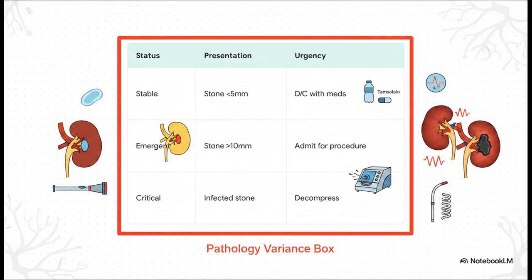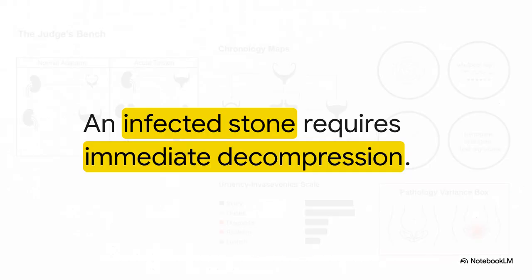But look closely at that bottom row. If they are critical, presenting with a fever and hypotension, that is an infected stone. They require immediate, emergent decompression using a percutaneous nephrostomy tube or ureteral stent. Which brings us to our next pathology variance box.